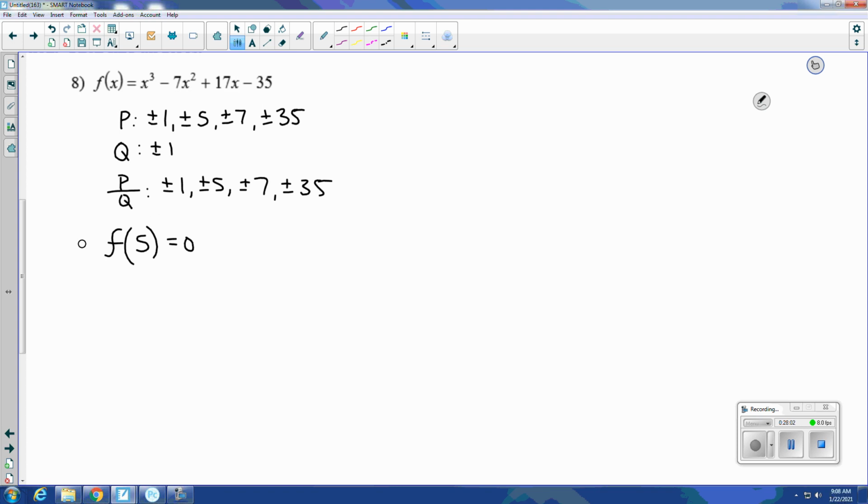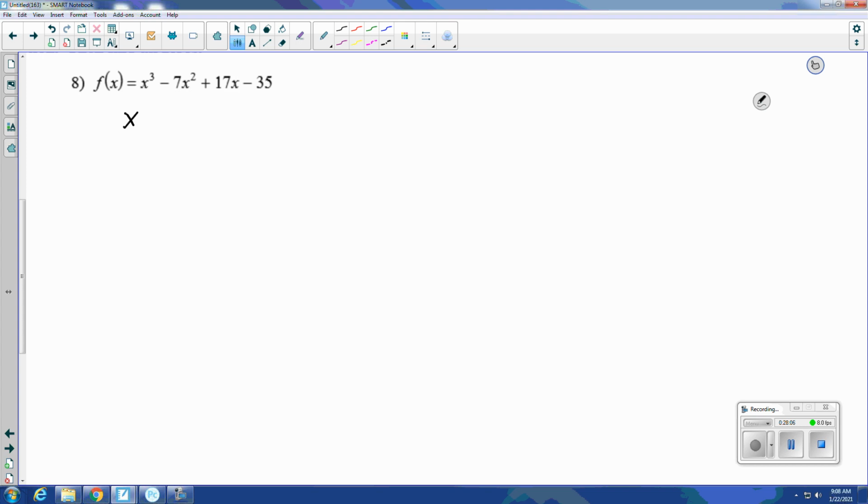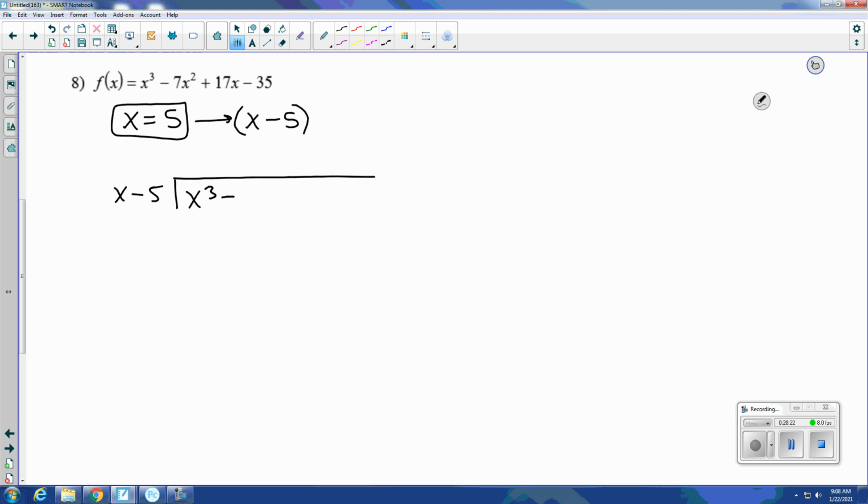Once we've identified that, let's write down our first solution. We know we're looking for 3. x equals 5 is a solution. We'll box that off. We're going to generate a factor from that. So if x equals 5 is a solution, x minus 5 is a factor. We're going to use that in long division to reduce this cubic to a quadratic.